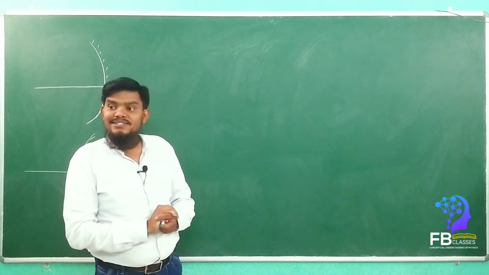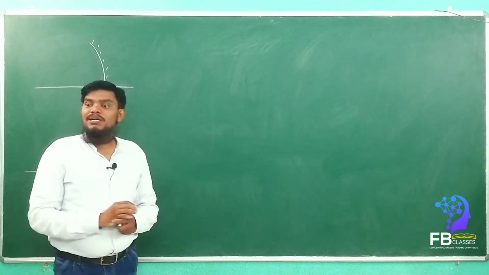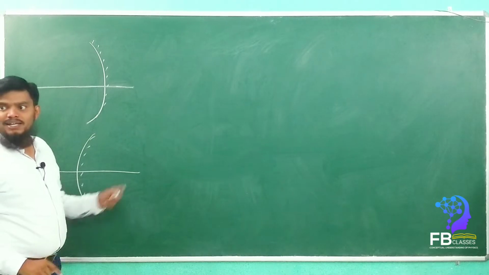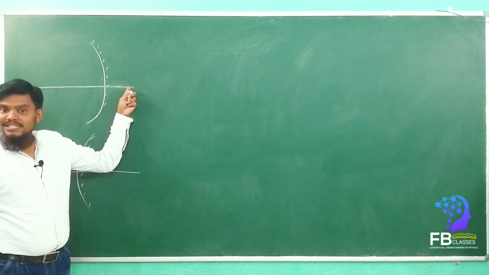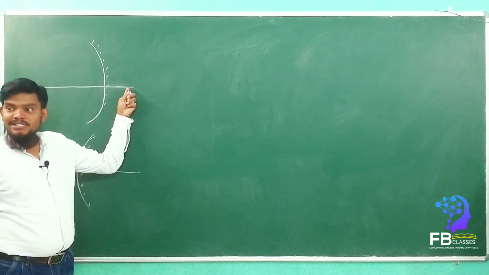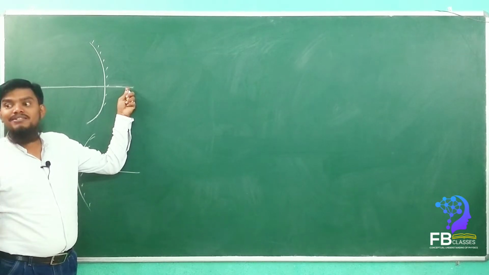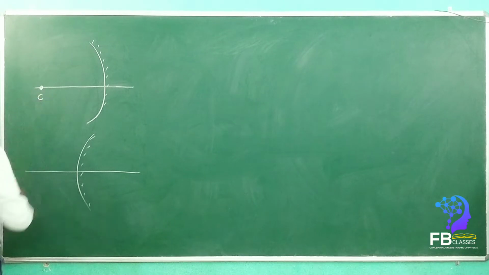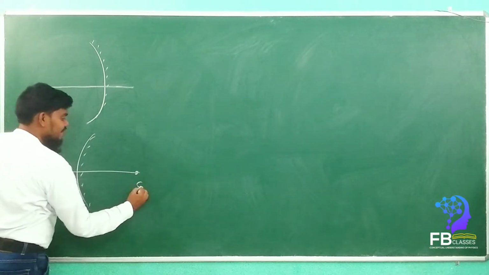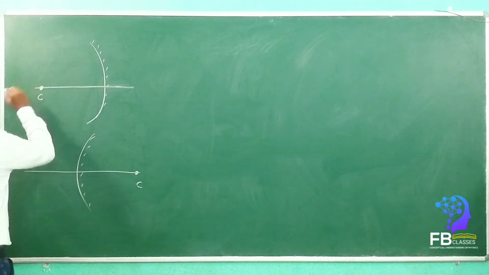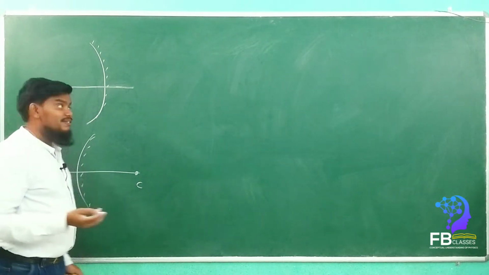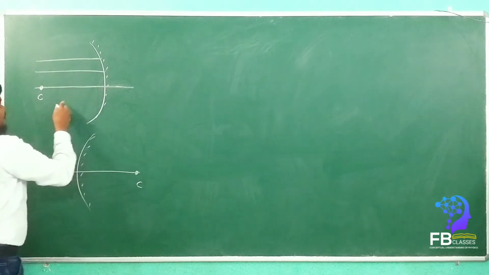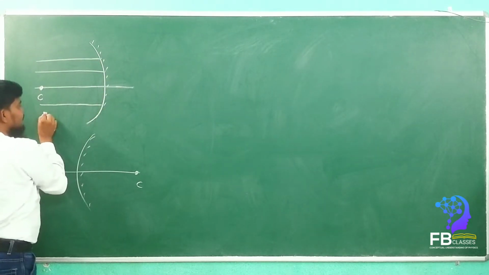What do you mean by paraxial rays? Paraxial rays are nothing but the rays which are near to the paraxial line. This line we call the principal axis, and the principal axis we can also call the paraxial line. See here, this is the center of curvature. Yes or no? Paraxial rays means the rays which are near to the principal axis.